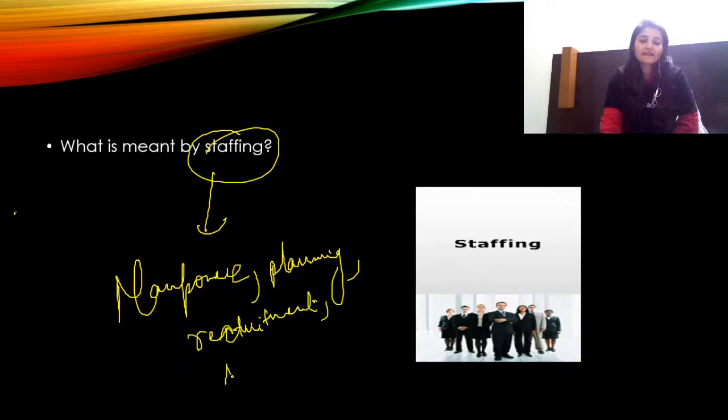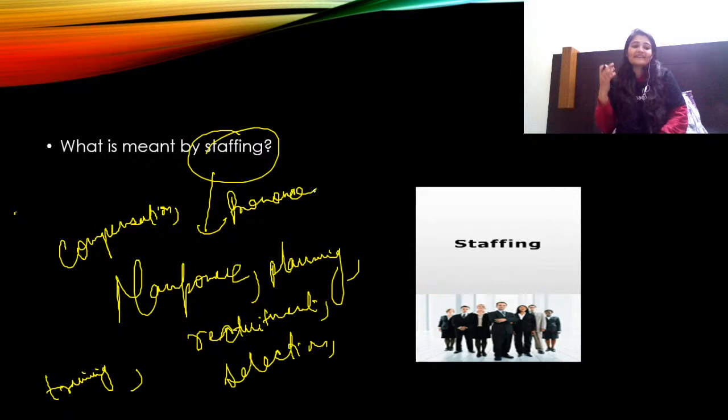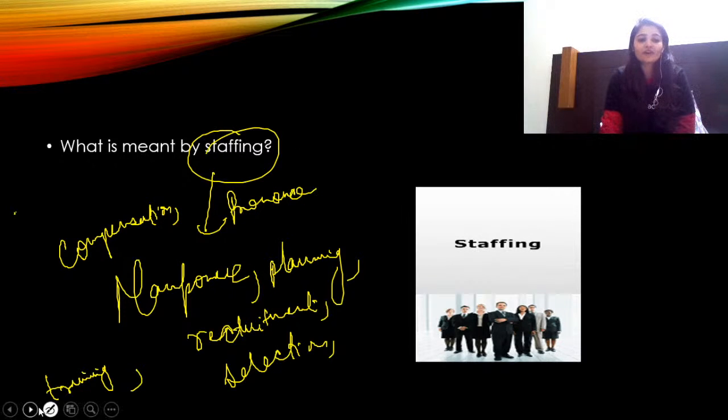Okay, you can say it is a selection, you can say it is a training, you can say it is a compensation, you can say it is a promotion. Okay, so you can say finding the right person for the right job, having the right qualification, doing the right job at the right time. So planning actually means finding the right person at the right time. Okay, is it clear with everyone?